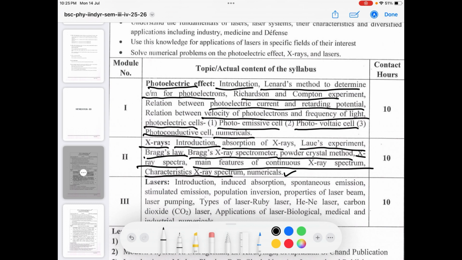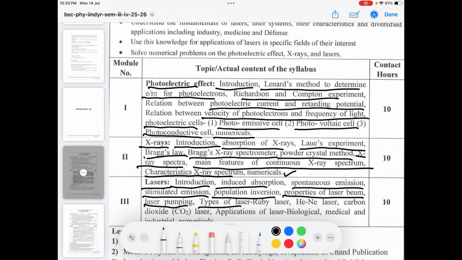And the last unit is about laser, that is laser light. In this we have to see the introduction to lasers, then the basic concepts about laser, that is induced absorption, spontaneous emission and stimulated emission. Then we have to see population inversion in lasers. Then we have to see the properties of a laser beam, then laser pumping. Then we have to see the types of laser.